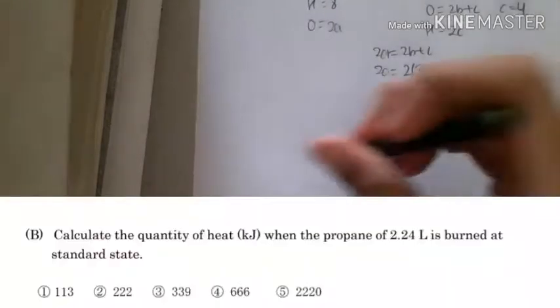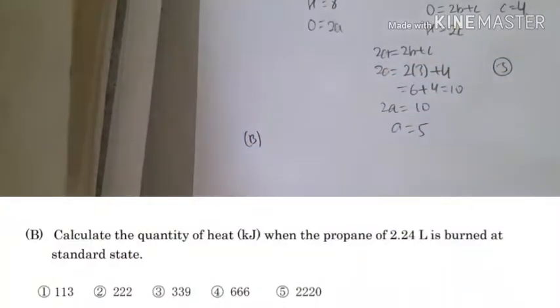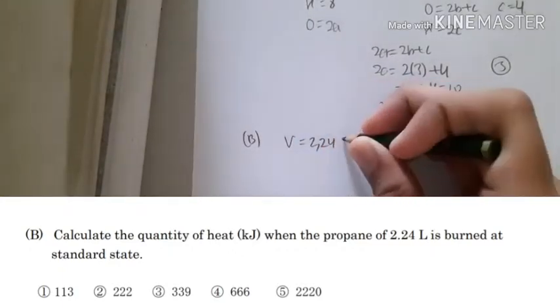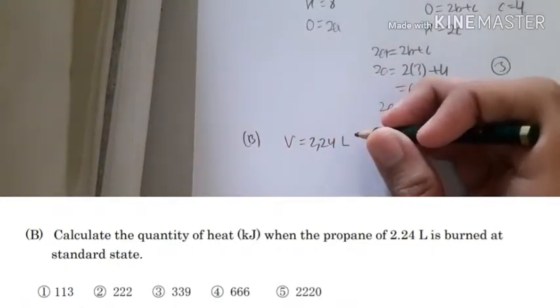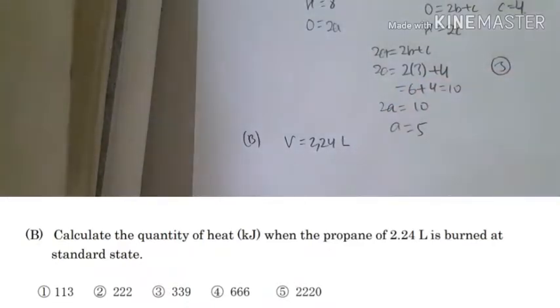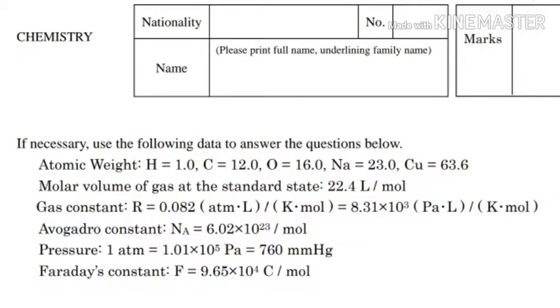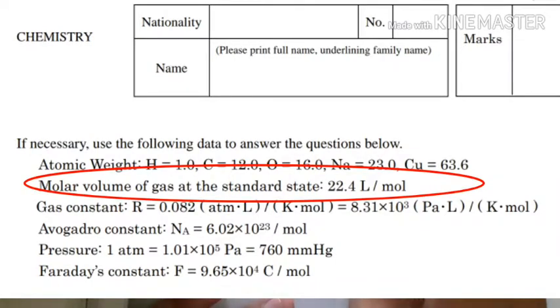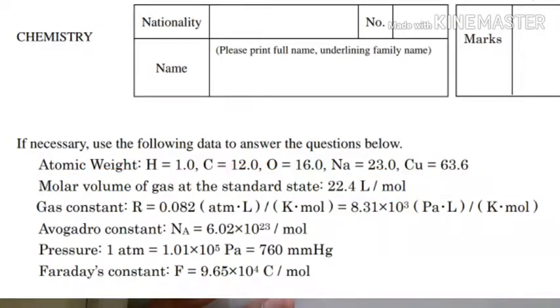And for B, it is about stoichiometry, but it is still related to Q5. It says to calculate the quantity of heat when the propane with the volume of 2.24 liter is burned at standard state. And remember, for the standard state, you see at the top there that the molar volume of gas at the standard state is 22.4 liter per mole.